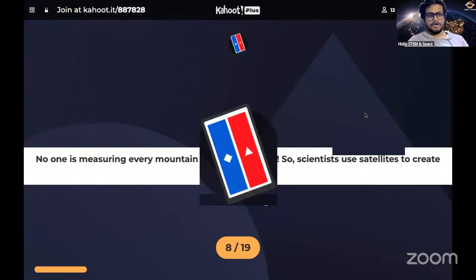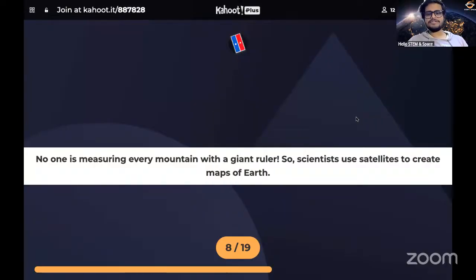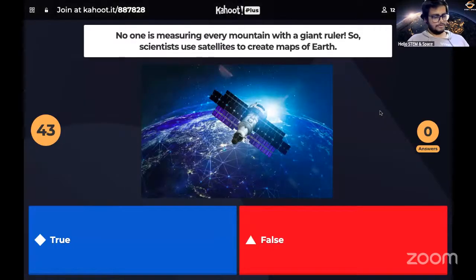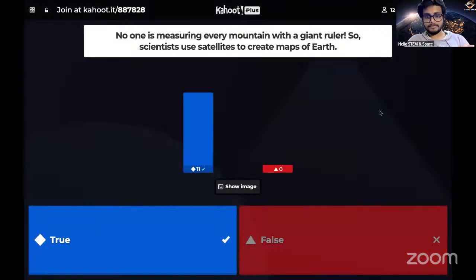True or false? No one is measuring every mountain with a giant ruler. So scientists use satellites to create maps of Earth. Do scientists use satellites to create the map of Earth, or do satellites just take images? And yes, it is true.